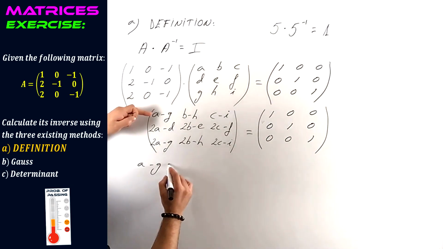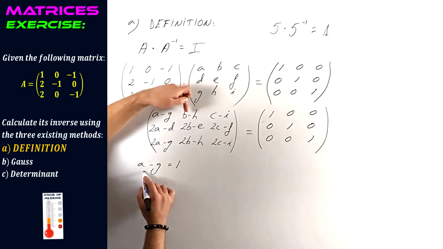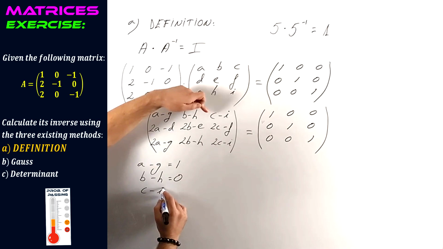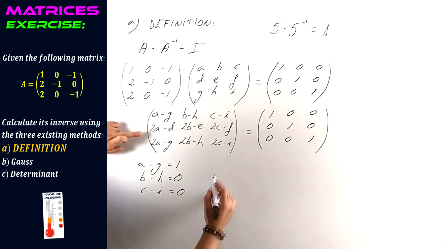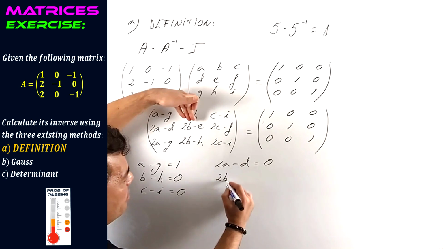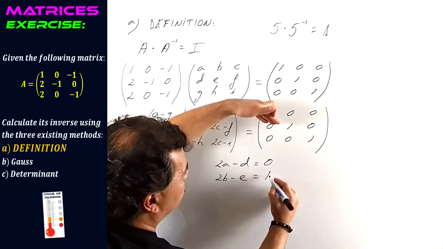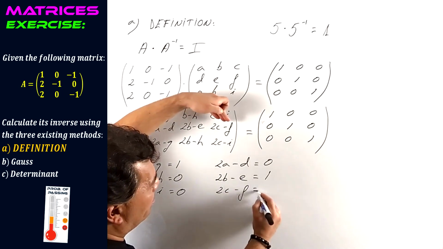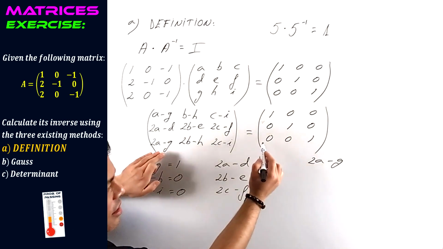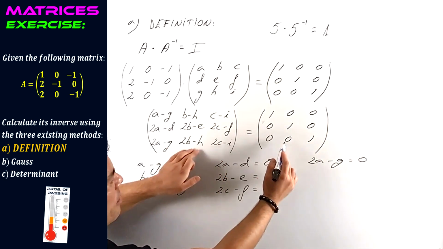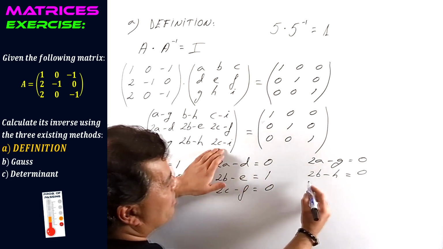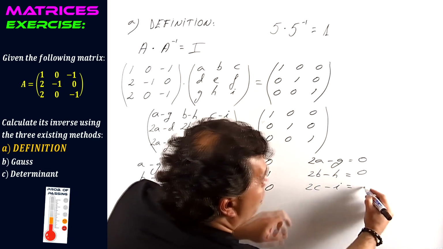A minus G equals 1. B minus H equals 0. C minus I equals 0. 2A minus D equals 0. 2B minus E equals 1. 2C minus F equals 0. 2A minus G equals 0. 2B minus H equals 0 again. And finally, 2C minus I equals 1.